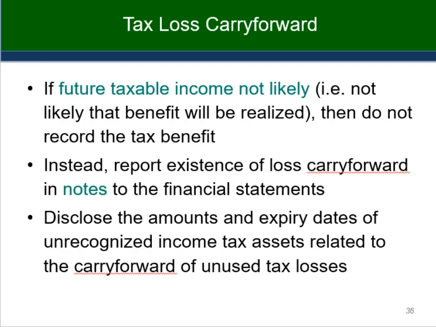If future taxable income is not likely, then we don't record the tax benefit, but we record the existence of the potential loss carryforward in notes, and we disclose the amounts and expiry dates of any unrecognized income tax assets related to the carryforward. So if we're getting close to 20 years and we haven't made any income, it's probably not an issue because the company is probably close to bankruptcy, but we wouldn't have any additional carryforwards.